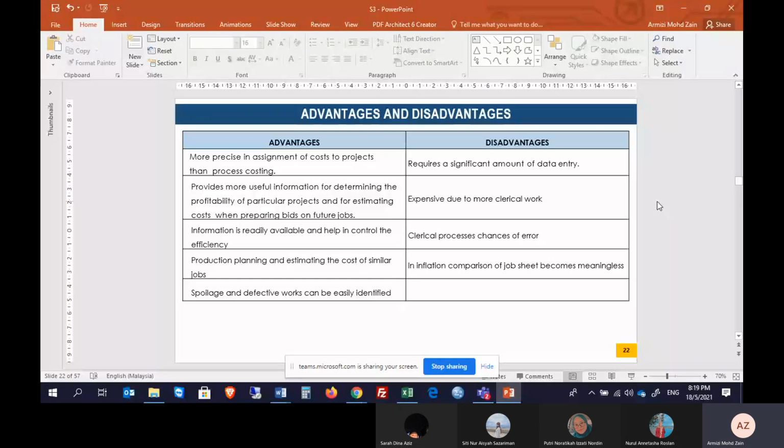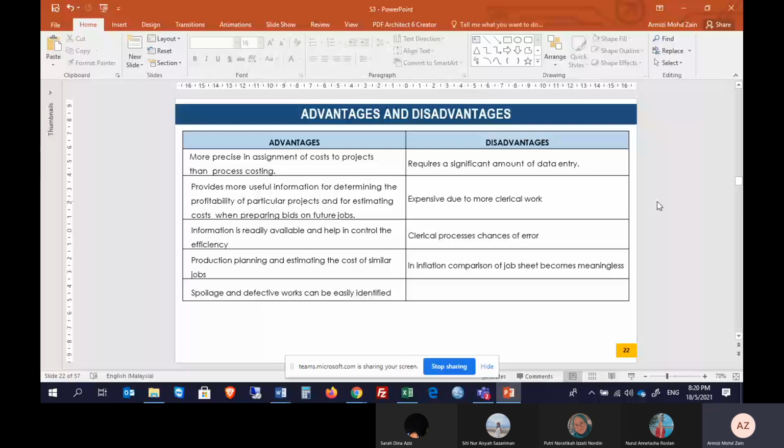When you have a large amount of data entry, you have to key in the data inside your Excel or software for a huge number of transactions. It requires more clerical work, meaning you have to hire a clerk to calculate job cost for each job, and it's quite expensive because you have to pay the salary for the clerk. Clerical processes give a chance for human error. When there is a lot of work, errors will come.